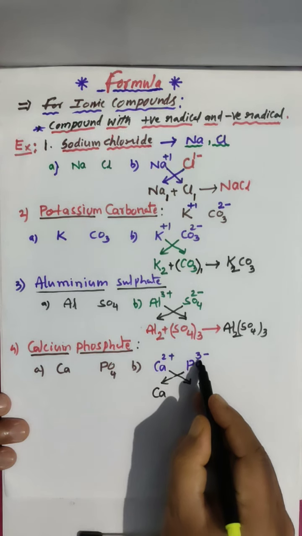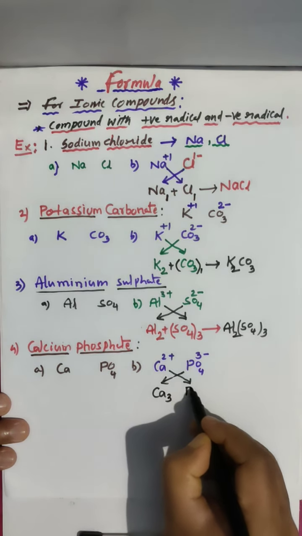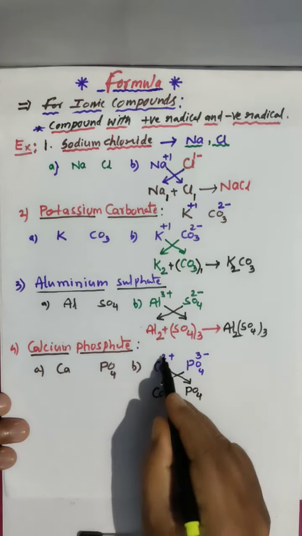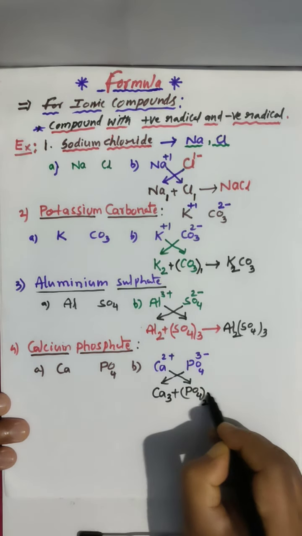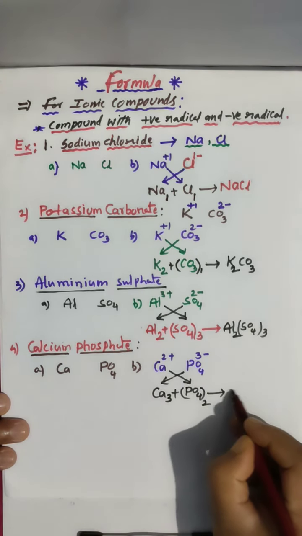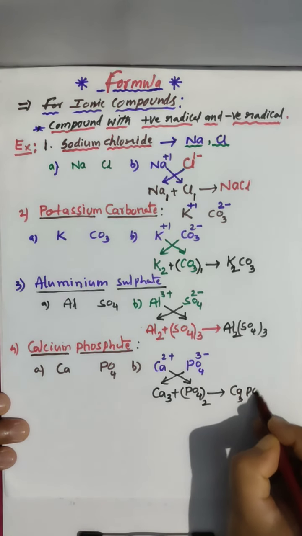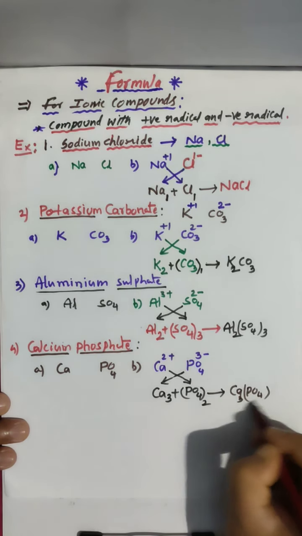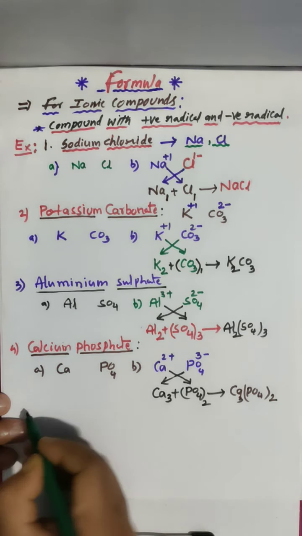Calcium, this 3 we have to write here, PO4, this charge we have to write here. Add these two. See how very simple. Go for Ca3 (PO4) taken 2 times or twice, calcium phosphate.